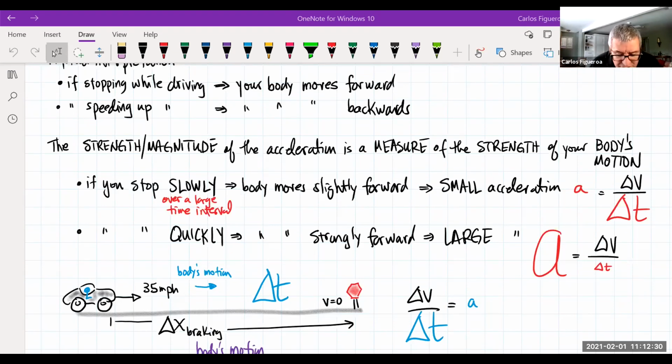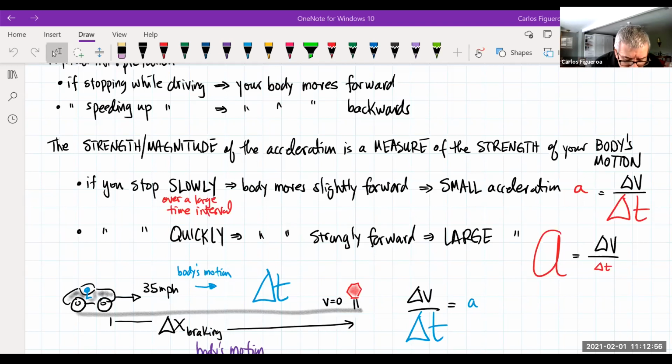If you stop slowly, and by slowly I mean over a very long period of time, that means you're braking very lightly. Your body slightly moves forward. Its strength to want to go forward is not so strong. So that's a small acceleration. Why? You're not changing your velocity very quickly.